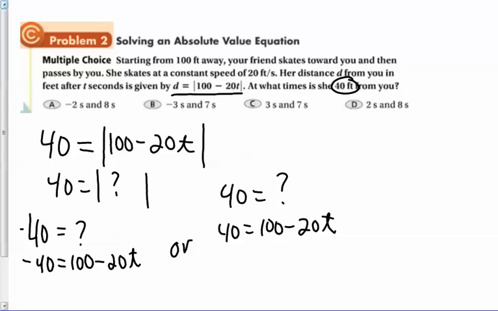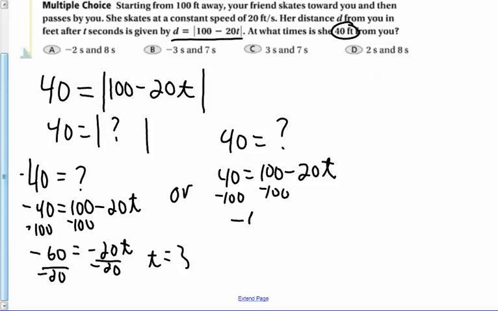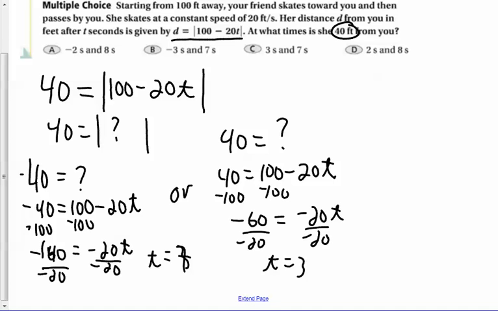So we've got two little itty bitty problems we can solve. On this one, I'm going to subtract 100. I get -60 equals -20t, so I divide by -20, and that gets me t equals 3. On this one, I'm going to subtract 100. I get -60 equals -20t, divided by -20, I get t equals 3. Oops, I just realized I got two of the same answers because this isn't negative 60. This is negative 140 divided by negative 20, which is 7. So my answers are between 7 and 3 seconds, so it is answer C.